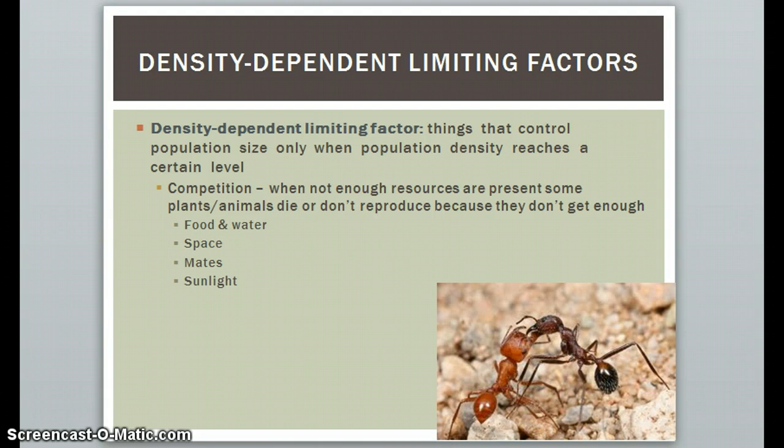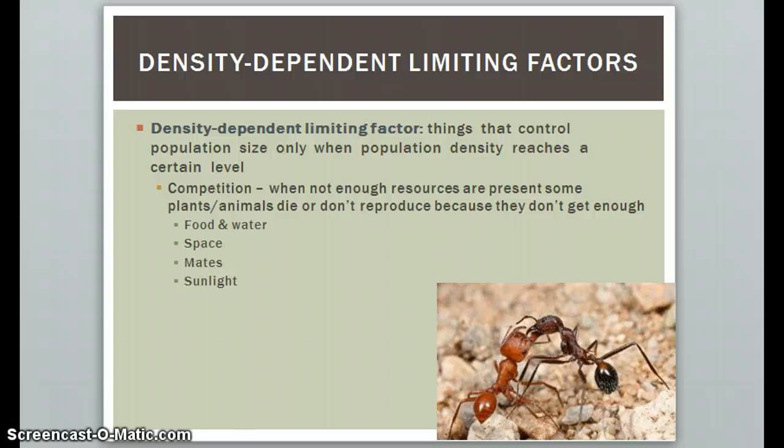All of these limiting factors that contribute to a decrease in population size can be put into two groups: density-dependent limiting factors and density-independent limiting factors. And the key difference between them is whether population density plays a role or not. When there are a lot of individuals in a small area, resources they need to survive become scarce. This results in competition for resources.